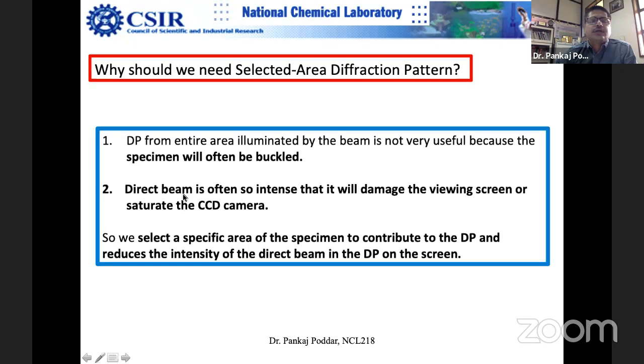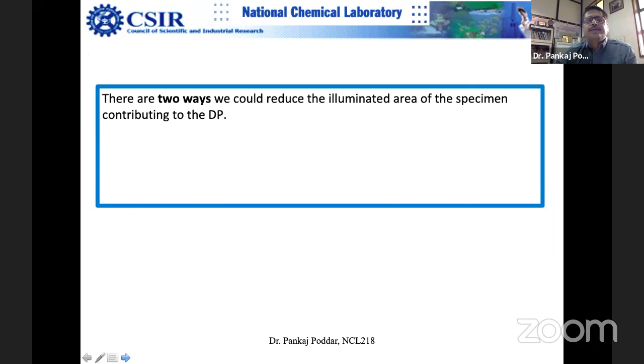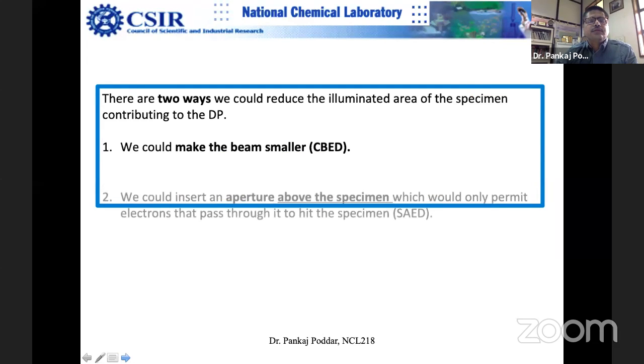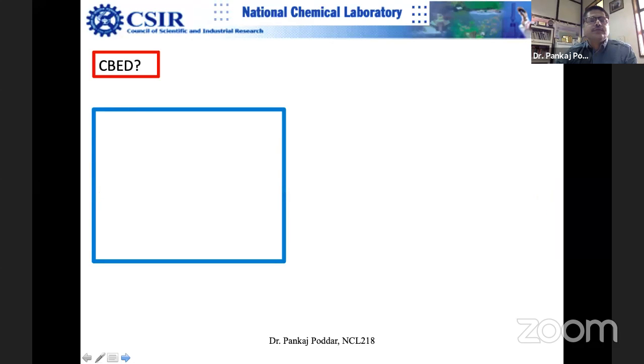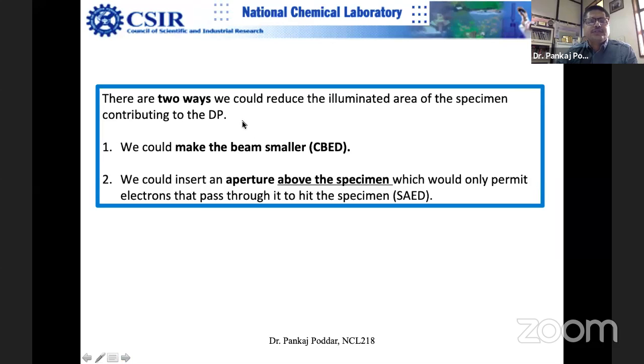The second point is that the direct beam is often so intense that it will damage the viewing screen or saturate the CCD camera. That's another reason you can select an area. Now the next question is: how small an area can be selected in selected area electron diffraction? How small an area? Okay, I'll teach this one first.